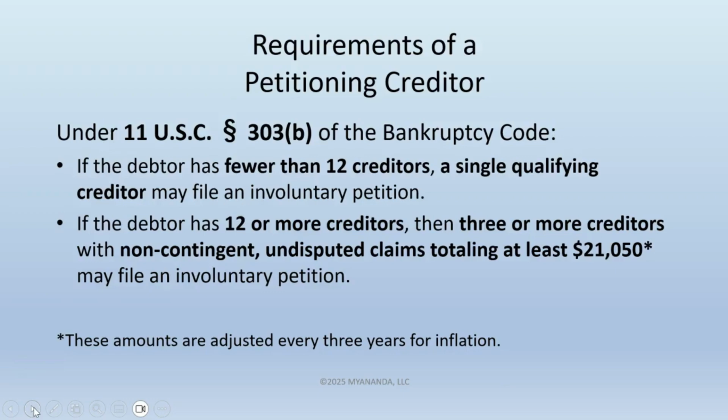Requirements of the petitioning creditor. They fall under 11 U.S.C. Section 303(b) of the Bankruptcy Code. If the debtor has fewer than 12 creditors, a single qualifying creditor may file an involuntary petition under either chapter. If the debtor has 12 or more creditors, then 3 or more creditors with non-contingent, undisputed claims totaling at least $21,050 may file an involuntary petition. And remember that these amounts are adjusted every 3 years for inflation.